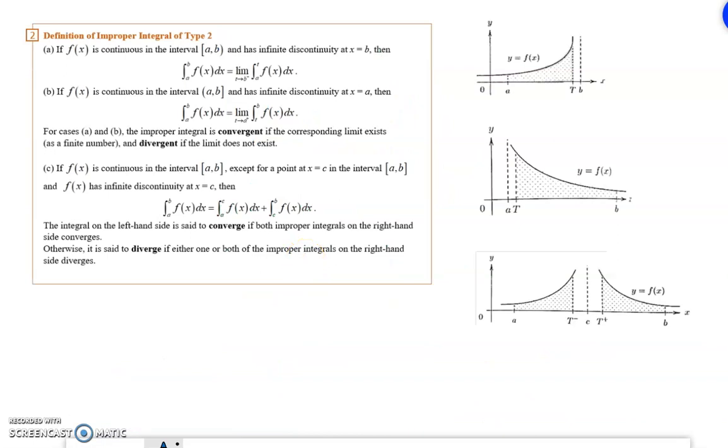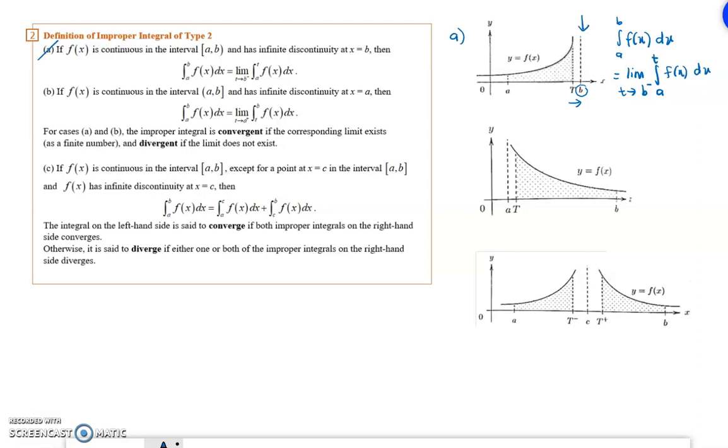Now we go through the definition of improper integral of type 2. For the first part, a, we have a case where f(x) is continuous in the interval a to b, but the function has an infinite discontinuity at x equals b. You can refer to this graph for a. Then we can write the improper integral of f(x) dx from a to b as the limit, since b is the one that has the infinite discontinuity, so we replace it with t, where t is approaching b from the left. So the sign will be negative.